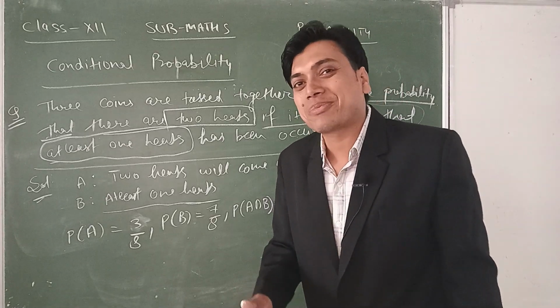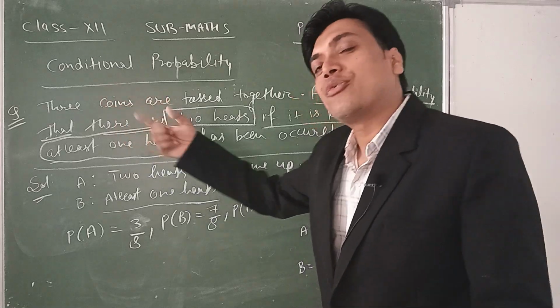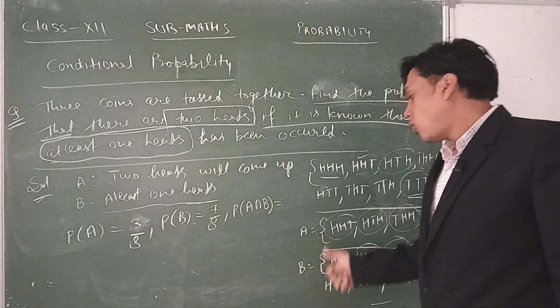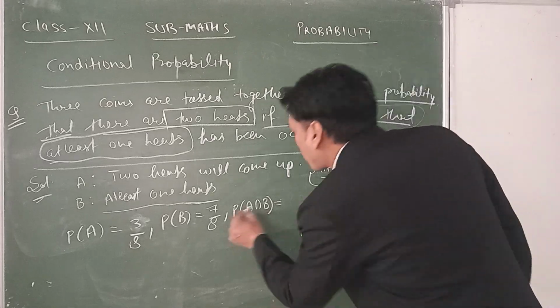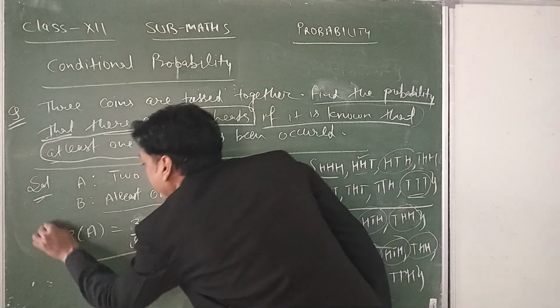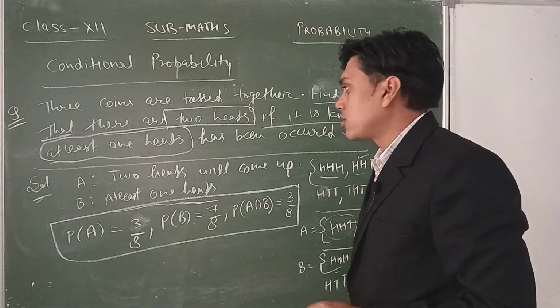It means A is a subset of B. This is another concept from the chapter of sets, but we are talking about probability only. So what is the intersection of A and B? All the 3 points of A. So the probability of A intersection B will be 3 by 8. All three values we have got.